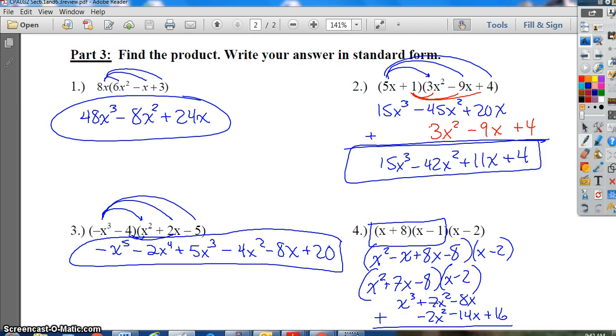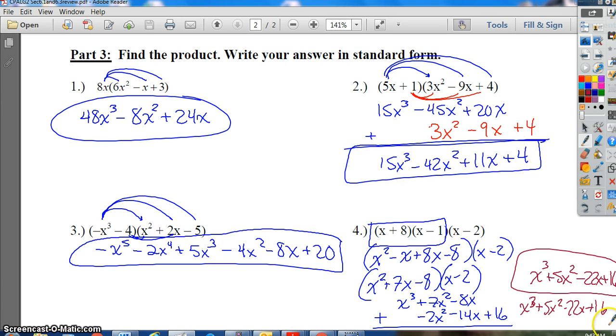I'm going to add these vertically, so my final answer is going to be over here in maroon. X to the third stands alone. These two are going to make positive 5x squared. These two are going to make negative 22x. And this is going to be plus 16. Okay, so there you go with this guy. Can't see that. Let me rewrite it here. Plus 5x squared minus 22x plus 16.